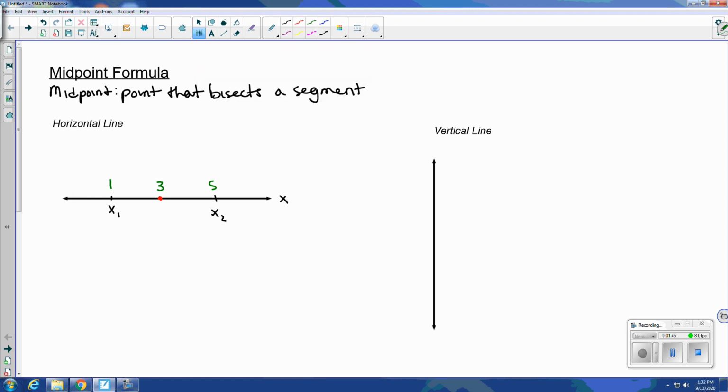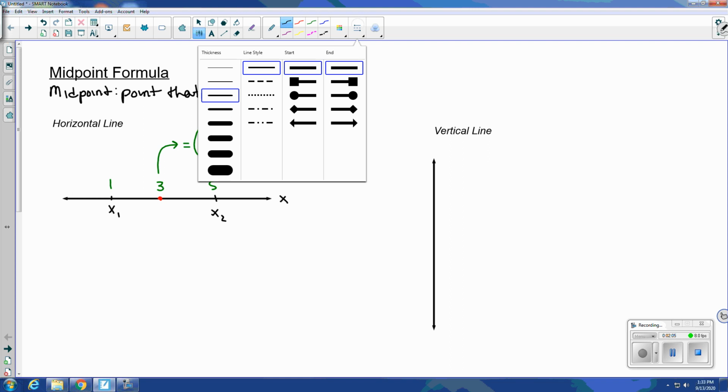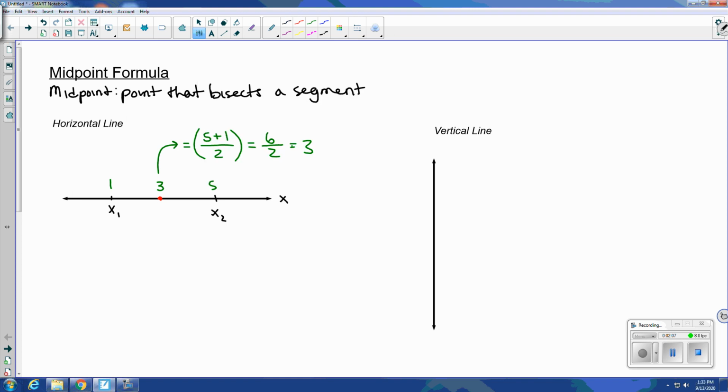Taking the average, if we just add these up, so this equaled 5 plus 1. How many do we have? We have 2, right? And that verifies the 6 over 2, which is equal to the 3. So if we just average our two values, we can find the midpoint between them. So in general, our midpoint formula, this point here, will be represented by averaging out our x coordinates.